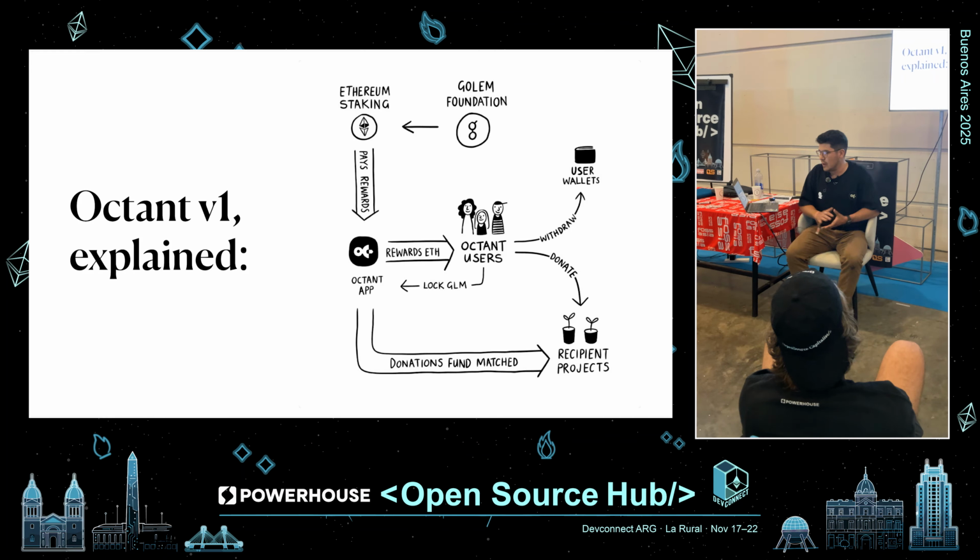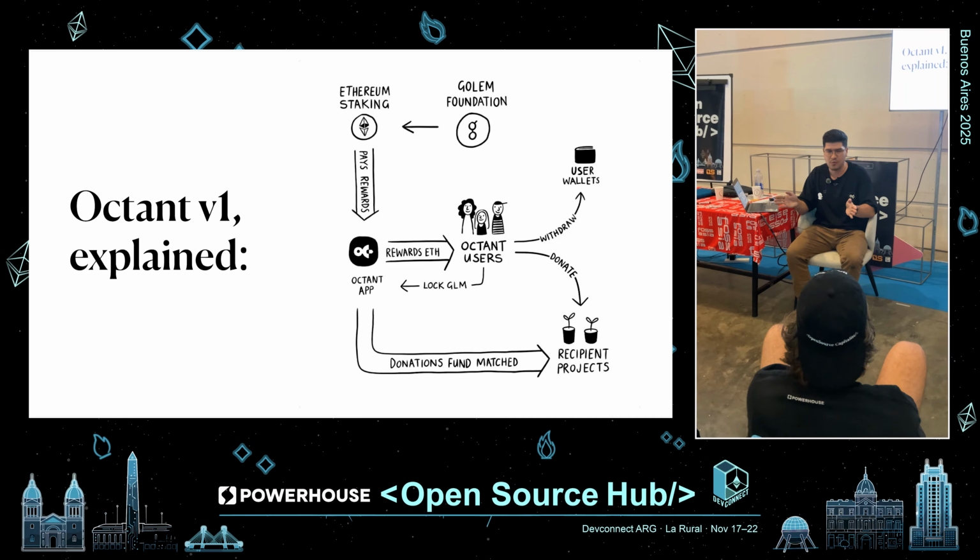And so this is how Octant V1 worked. As I mentioned, Golem Foundation gave 100,000 ETH to stake and pays rewards through the Octant app. The ETH rewards go to our GLM lockers, those are our Octant users. And the rest goes into a matching fund. In the matching fund, every epoch, every round, we pick 30 projects that are going to receive funding. And this funding is allocated via quadratic funding.